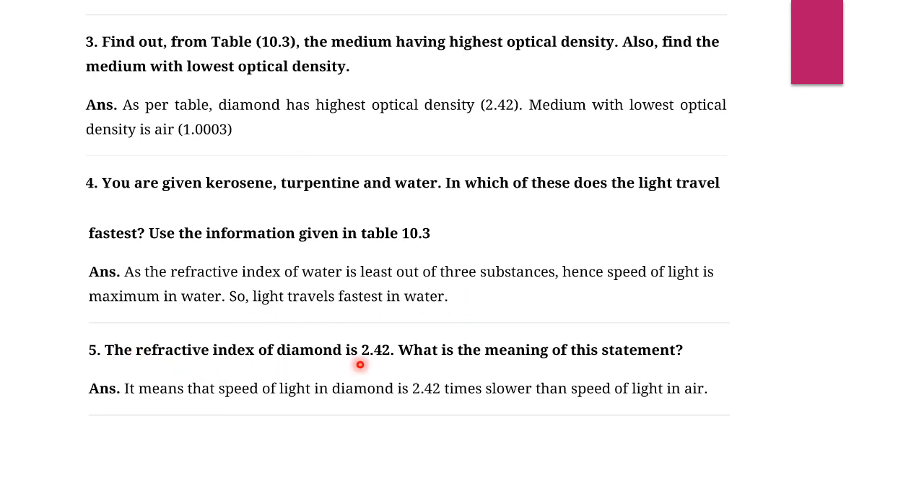The refractive index of diamond is 2.42. So what is the meaning of the statement? If the refractive index of diamond is 2.42, it means that the speed of light in diamond is 2.42 times smaller than the speed of light in air. So this is the meaning of this statement. It means that the speed of light in diamond is 2.42 times slower than in air.